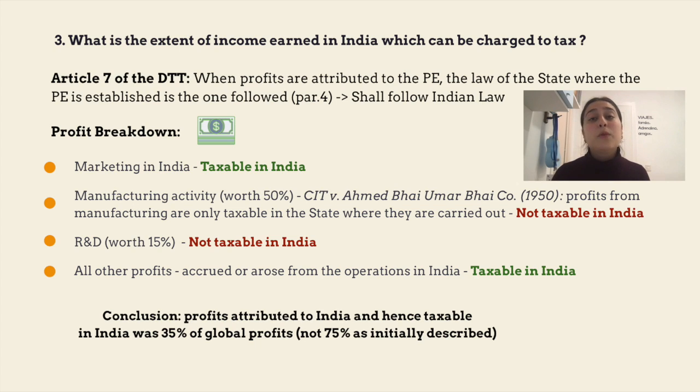And the same happened with research and development, which also took place abroad and was worth 15% of the company's global profit. Lastly, for the benefit of India, all of the other companies' profits were deemed to be taxable in India because they were said to have indirectly or directly accrued through the permanent establishment in India, so through the negotiations or discussions that took place there, even if the contracts were signed abroad. So as a conclusion, the profits that were attributed to India and hence taxable there were 35% of the global profits and not the 75% that was initially attributed to them.